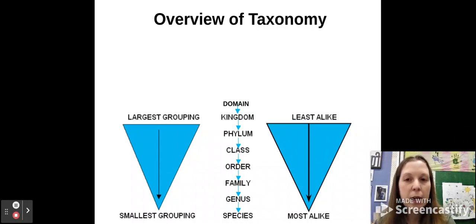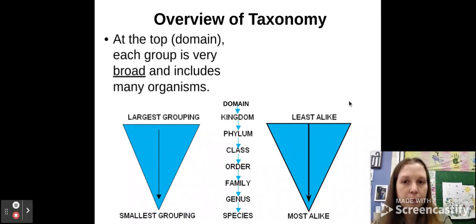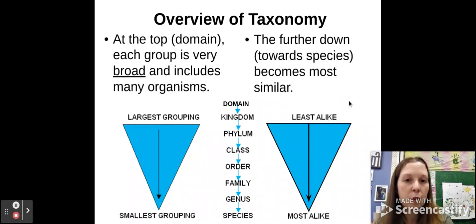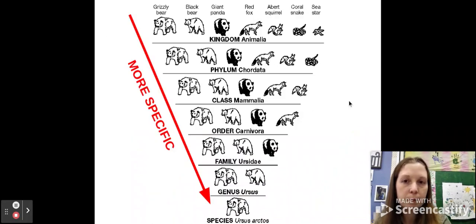And we have larger groups up top, obviously, in the domains, the kingdoms. Lots of species fall into those categories, and then we get more and more specific as we get down to the genus and the species, which would be the most alike. So at the top, the domain is very broad and includes many organisms, but the further down you get, the species become more and more similar. So here is an example.